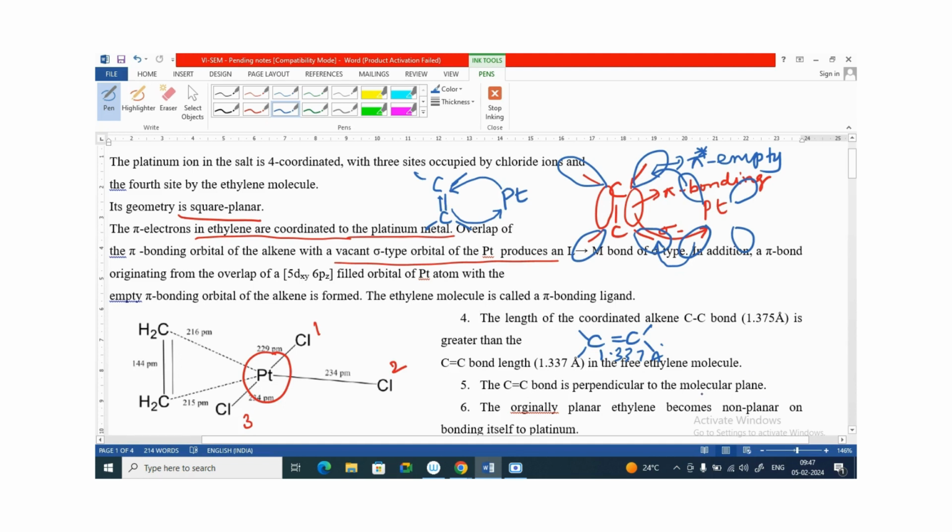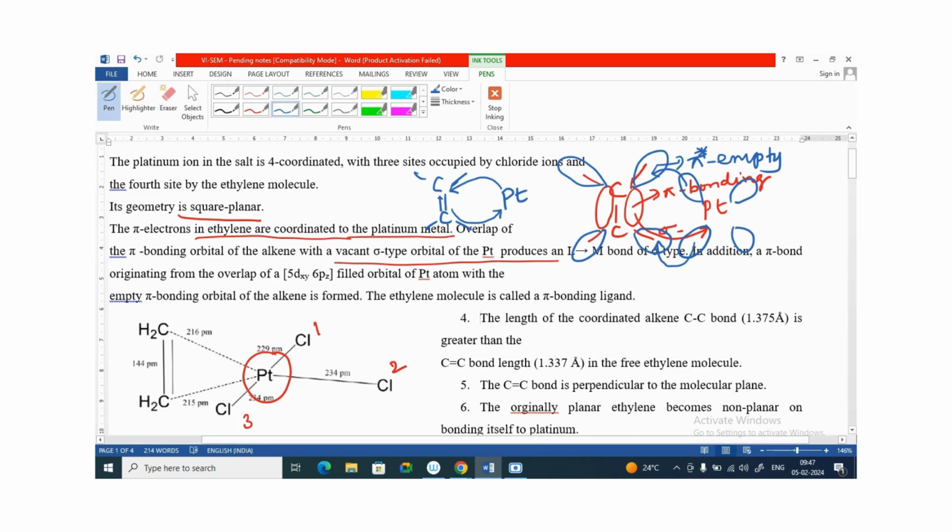Both are the same. Therefore, whenever this carbon carbon double bond is reduced from its actual pi bond character, its bond order is reduced. Therefore, the bond length becomes longer. Therefore, the bond length of the carbon carbon double bond increases from 1.337 to 1.375 angstrom. So this is the basic evidence that this carbon carbon double bond is making a coordination bond with the platinum. This was actually written here.